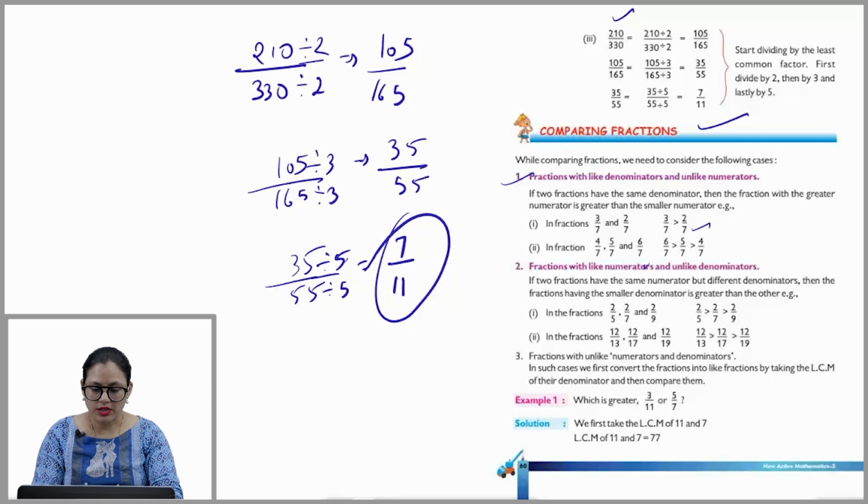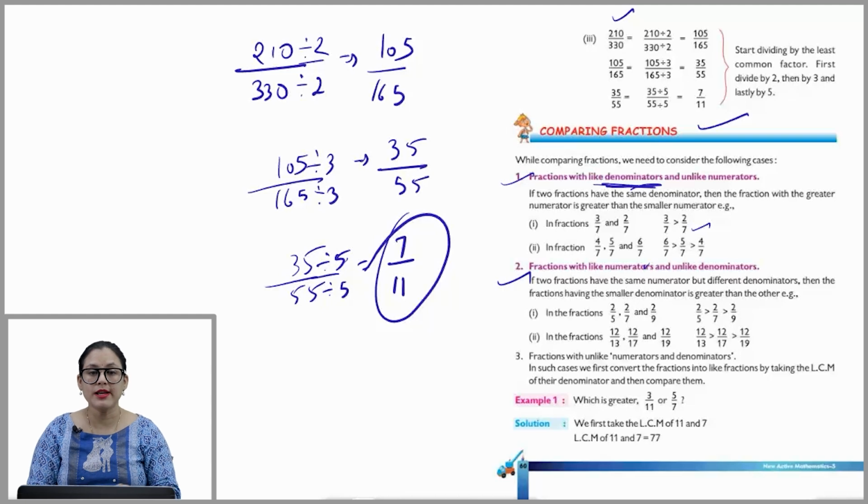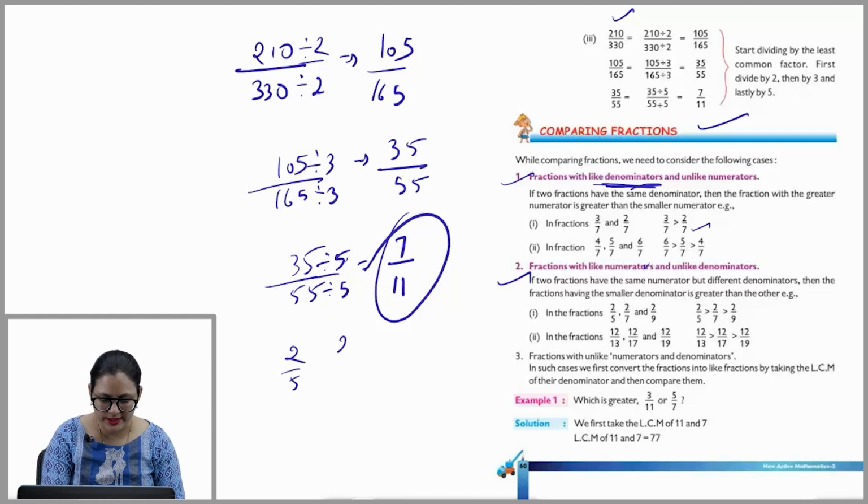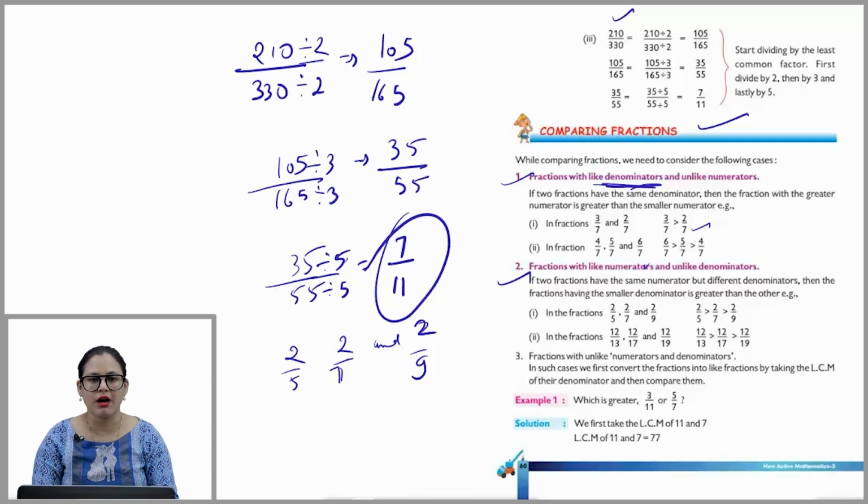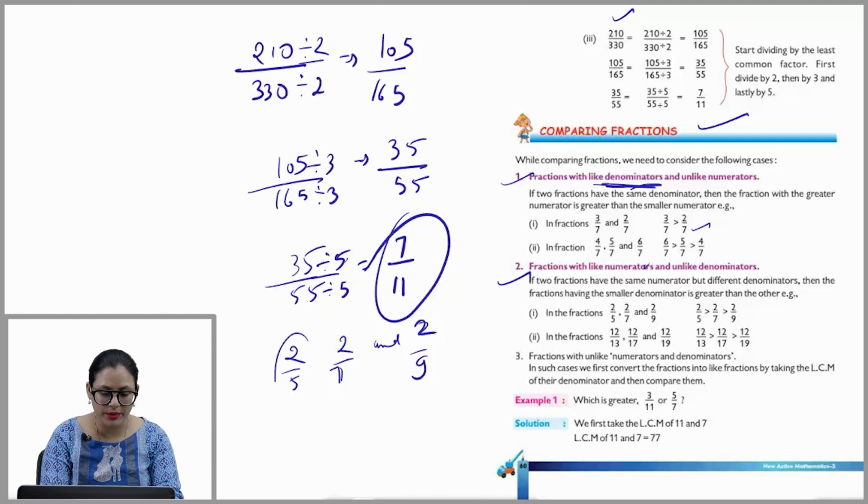Here we talked about fractions with like denominators. Now number 2, fractions with like numerators and unlike denominators. If two fractions have the same numerator but different denominators, then the fraction having the smaller denominator is greater than the other. Example: in the fractions 2 by 5, 2 by 7 and 2 by 9, see, numerators are the same but denominators are not the same. So in this case, which fraction is greater? Whose denominator is smaller. That means 2 by 5 is greater than 2 by 7 and 2 by 7 is greater than 2 by 9.